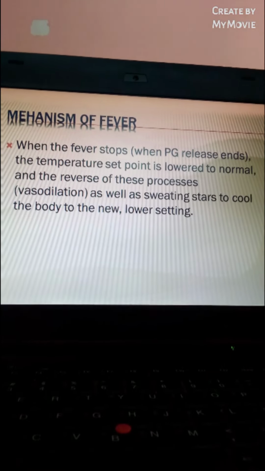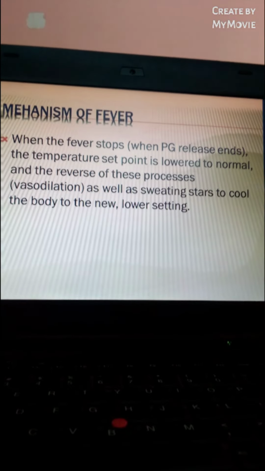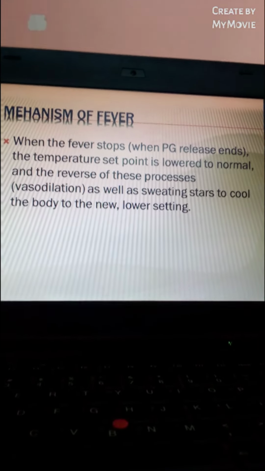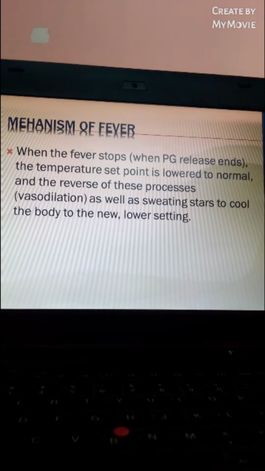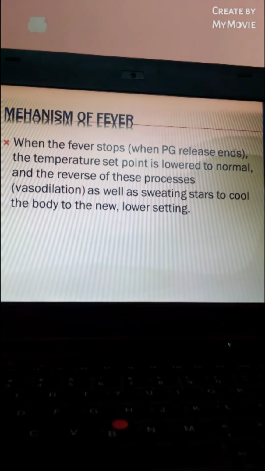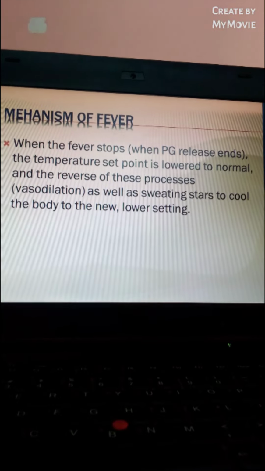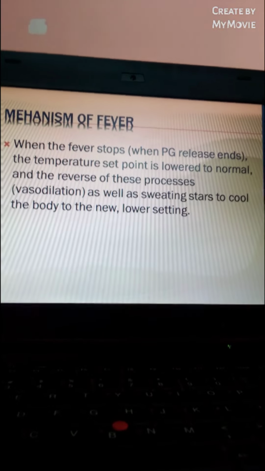Similarly, when the fever slows down or stops, that means the prostaglandin release ends. So the temperature set point is lowered to normal, and the reverse of this process occurs. That means the sweating starts and the body temperature cools down, changing to the new setting.